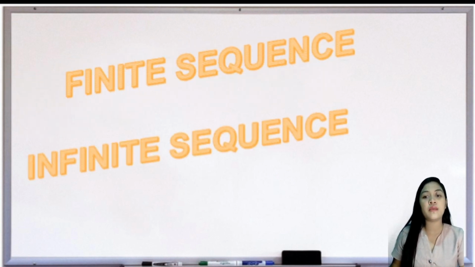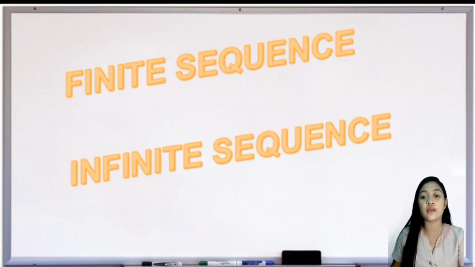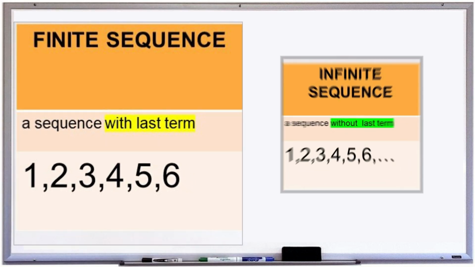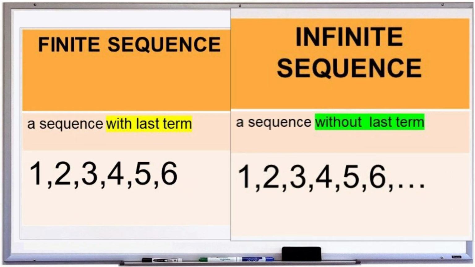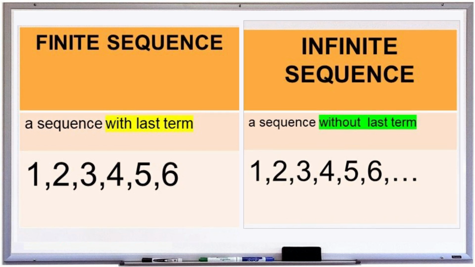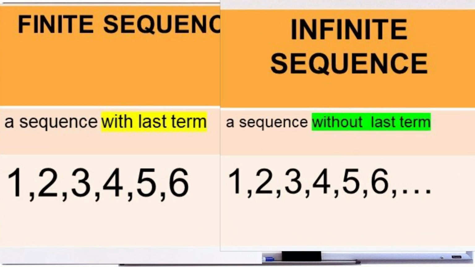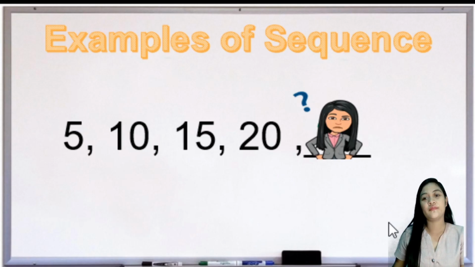A sequence can be finite or infinite sequence. What's the difference between the two? A finite sequence is a sequence with last term, while infinite sequence is a sequence without last term. Like for example, we have 1, 2, 3, 4, 5, 6. 6 is the last term, therefore, this is a finite sequence. And we also have 1, 2, 3, 4, 5, 6, and so on. There is no last term, so this is an example of infinite sequence.